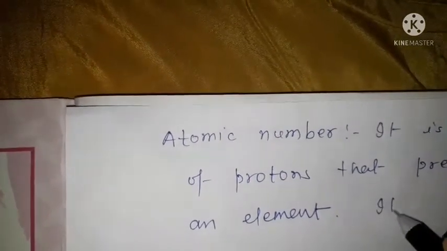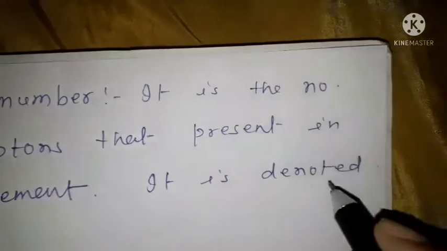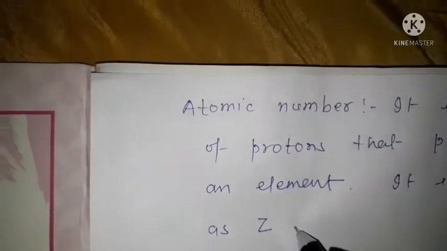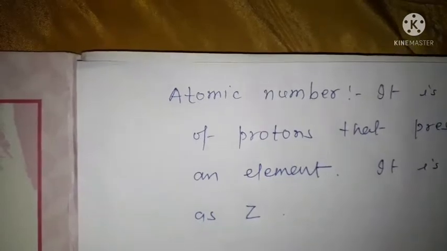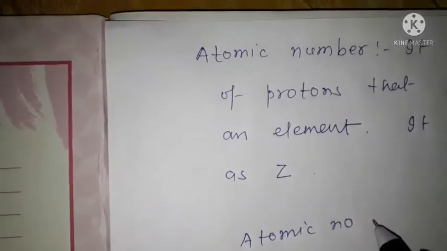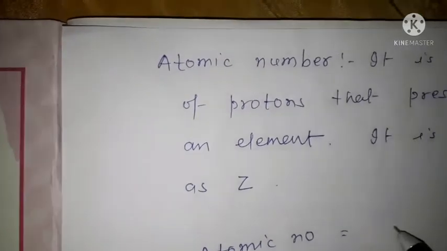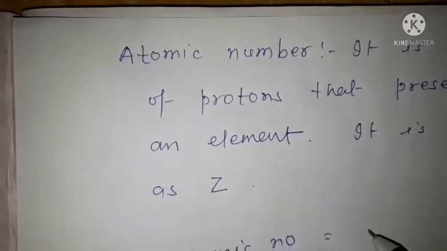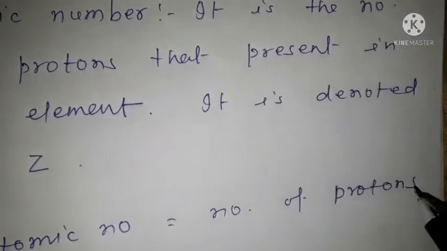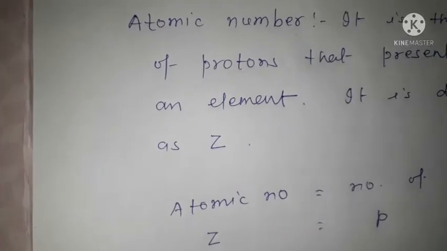It is denoted as capital letter Z. Where we represent atomic number as Z, we know that the atomic number is equal to the number of protons. So we denote it P. So we know that Z is equal to P.